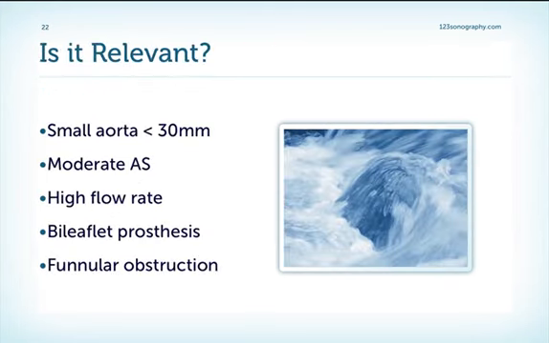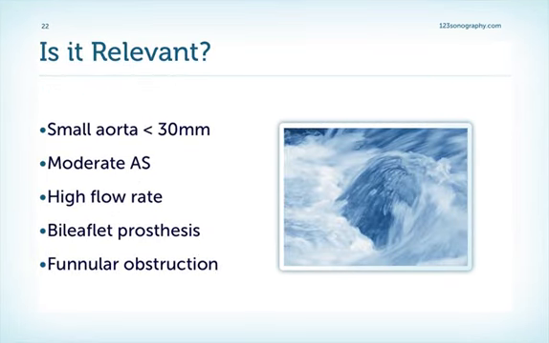When can this be relevant? Especially in patients with a small aorta, an ascending aorta below 30 millimeters. In these patients, we have to consider pressure recovery. If we have a patient with moderate aortic stenosis, we also have to think of pressure recovery because, of course, if we put this patient into the class of severe aortic stenosis, this is important for prognosis and outcome of the patient.